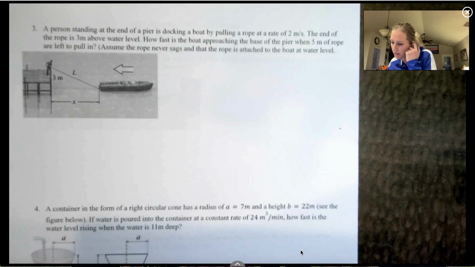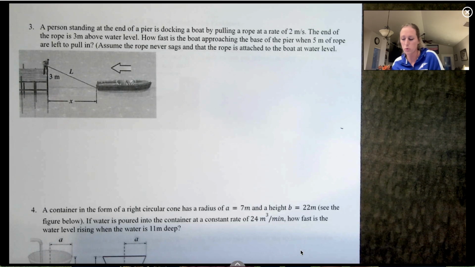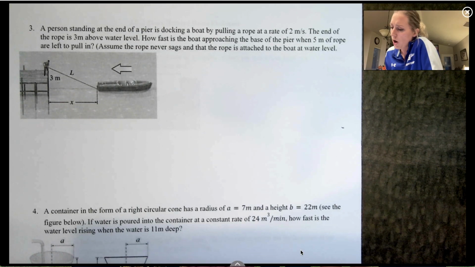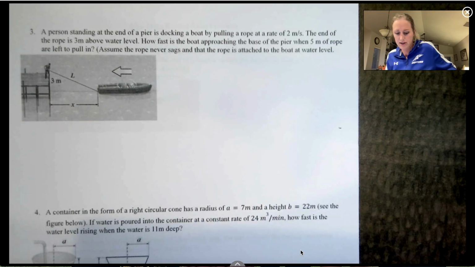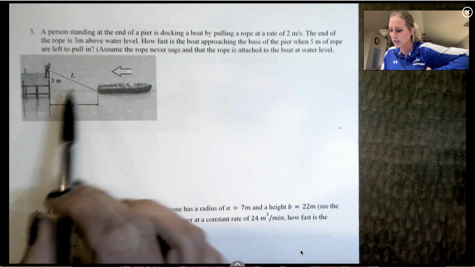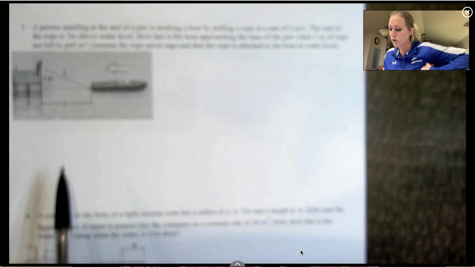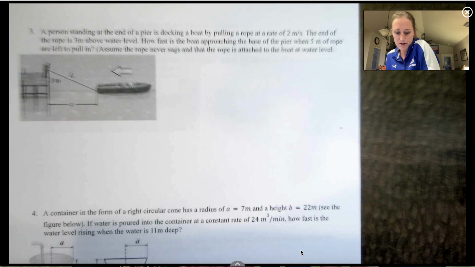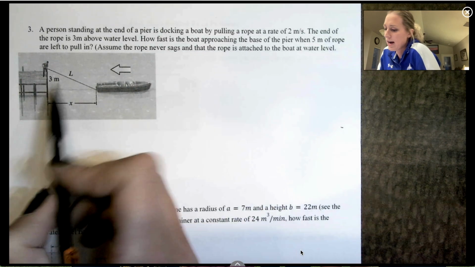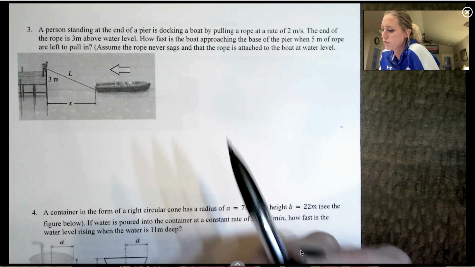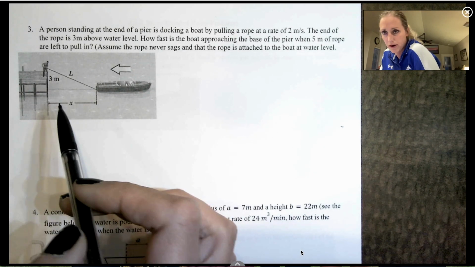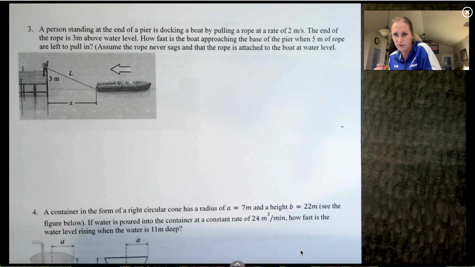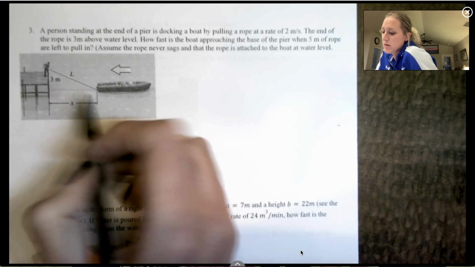So here again, we have a picture showing us what's happening. I can see I have a right triangle here, and I'm going to write an equation that incorporates all these things. Some variables I have are x and L. So what are those representing? x is the horizontal distance, L is the rope, right? And as I pull in the rope, there's less and less rope that's going to be out.